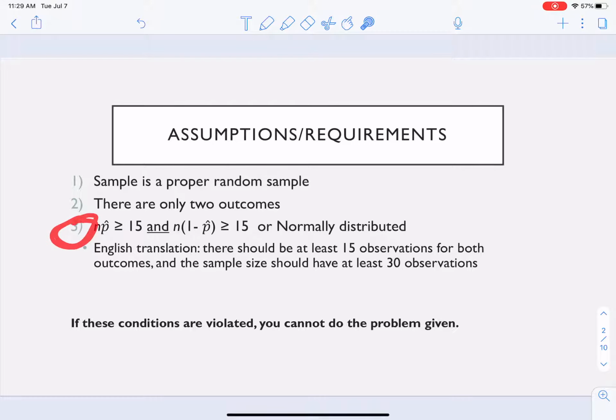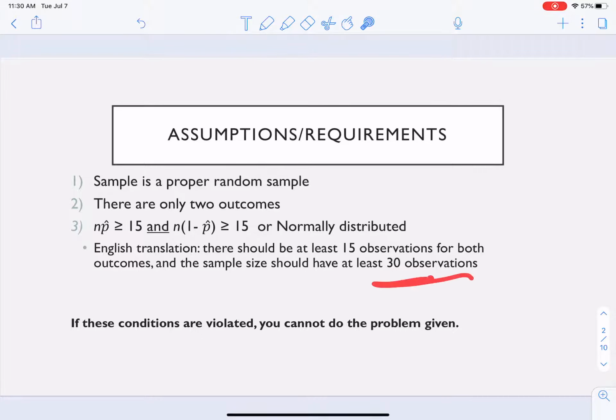And then this one is very specific to proportions. N times p-hat has to be greater than or equal to 15, and n times 1 minus p-hat has to be greater than or equal to 15, or normally distributed. This is easier to test than that. But what does this mean? All that's saying is that there should be at least 15 observations for both things. In the case of the brown thrasher, we want to see at least 15 brown thrashers and 15 other things that are not brown thrashers, for a total of 30 observations.